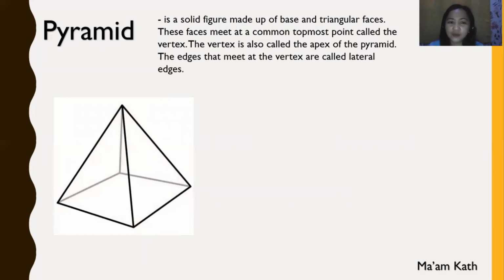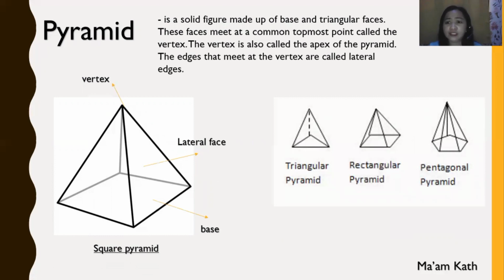Now, here we have a square pyramid. A pyramid can be named according to the base of the pyramid. Since we have here a square base, it is called a square pyramid. This is what we call the lateral faces. The triangles are the lateral faces. And this is what we call the vertex. And this is our base. It is a square pyramid.